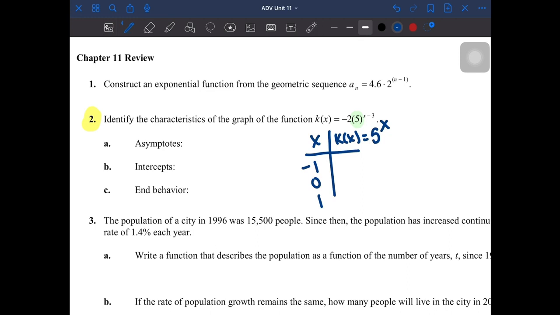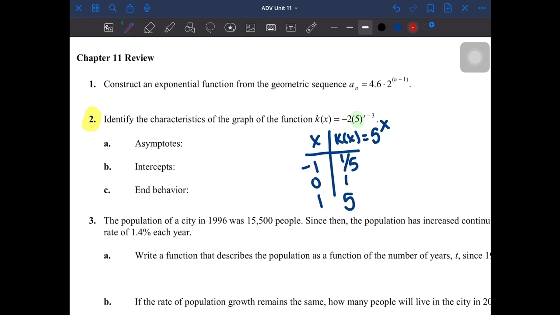Once I do that, I just need to plug things in. So I'm going to come over here and say, okay, 5 to the negative 1 is what? That is just 1/5. 5 to the 0, anything to the 0 power is going to be 1, and then 5 to the first is going to be 5. So those are my starting points.